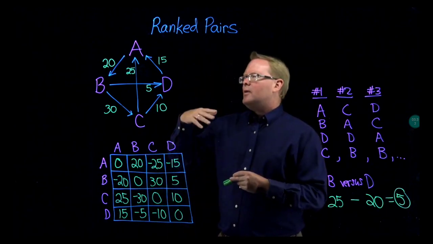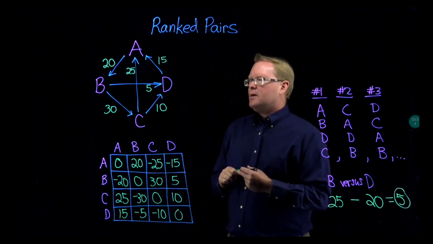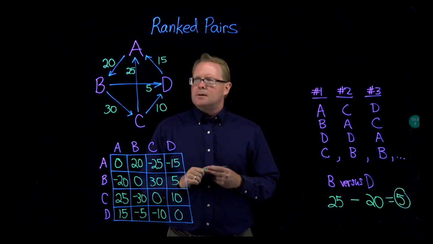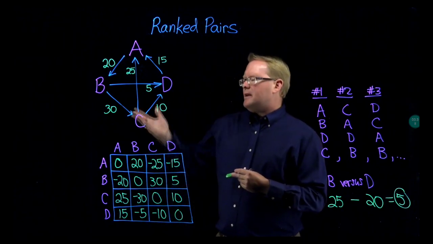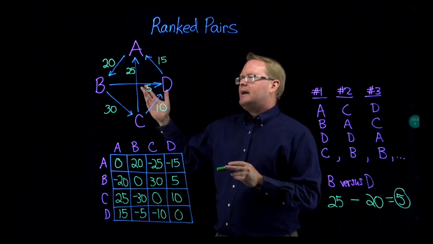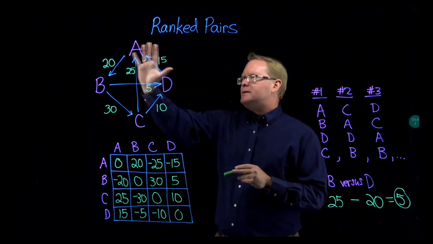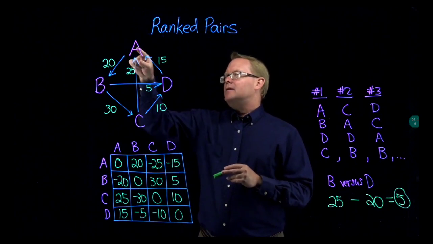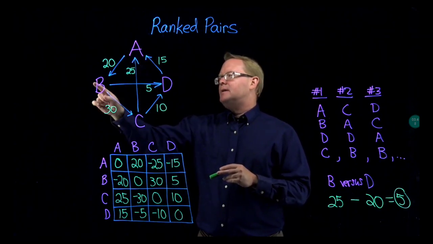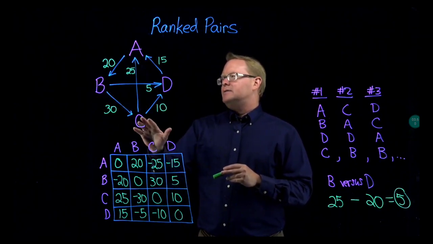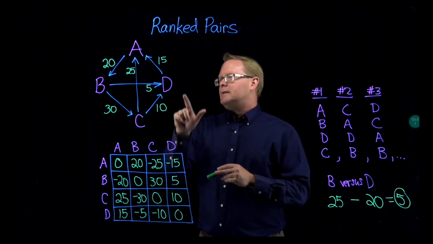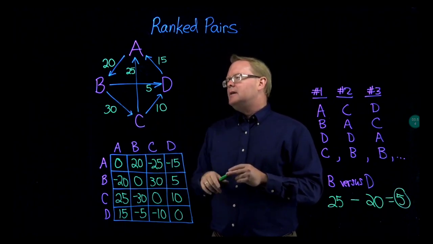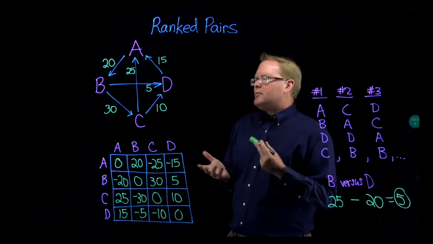So now, how are we going to use this information to determine the winner of a preferential ballot election? Well, it would be kind of nice if there was one candidate that beat everyone else in a head-to-head matchup. Unfortunately, in this picture, you can see that's not true. Everybody loses to somebody. A loses to both C and D. B loses to A. C loses to B. And D loses to both B and C. So now, who should win this election?